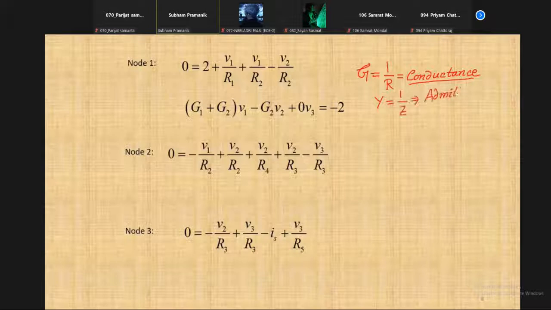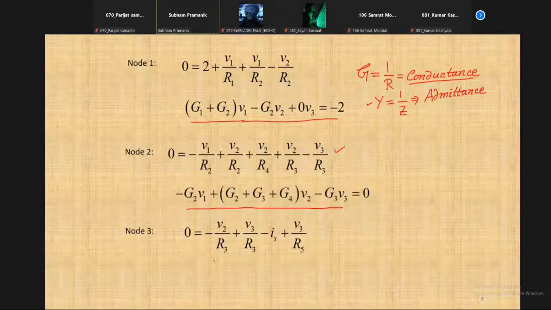Admittance is a more general term because resistance is a specific circuit element for which the reciprocal of resistance is conductance, whereas impedance means there could be anything. Along with resistance, there can be inductors or capacitors or maybe some combinations of that. So the reciprocal of impedance is admittance. Anyway, if you rearrange the terms, then you will get an equation like this for the first node. If you rearrange the terms of the second equation, then you will get an equation like this. So all these equations are actually indicating a fact.